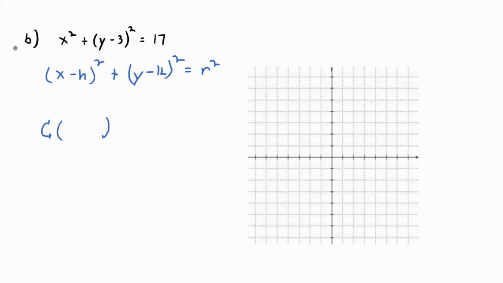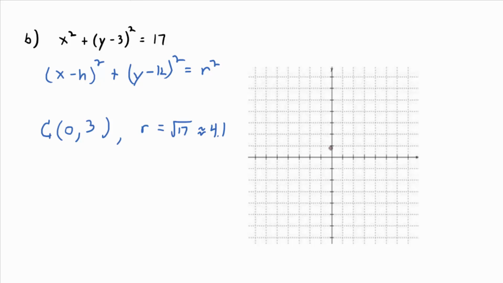What's the center turn out to be? 0, 3. Does everybody buy that? What's r, the radius? Yeah, root 17, which is probably around 4.1, right? So what do you do to graph it? What do I do first?